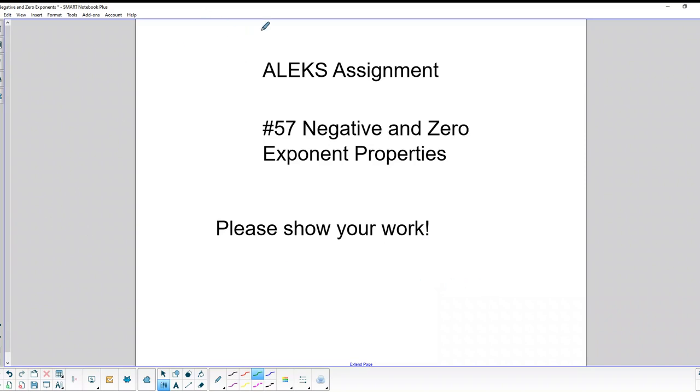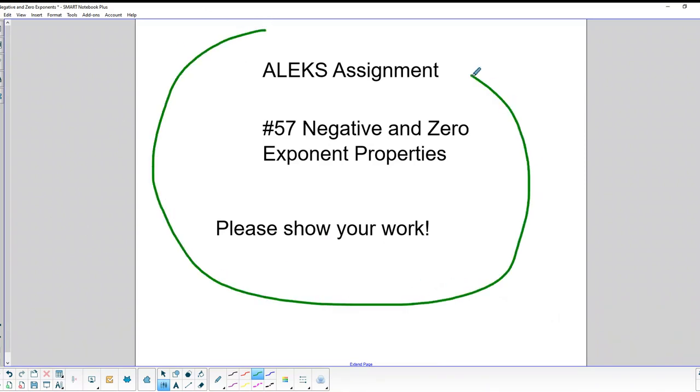Okay, so our assignment then is going to be on Alex. It's going to be number 57, negative and zero exponent properties. And just remember to show your work either in your notebook, on the back of the yellow paper, or on a problem-solving paper so that you can show your work, take a picture of it, and submit your score and your work. Good luck. Thank you very much.